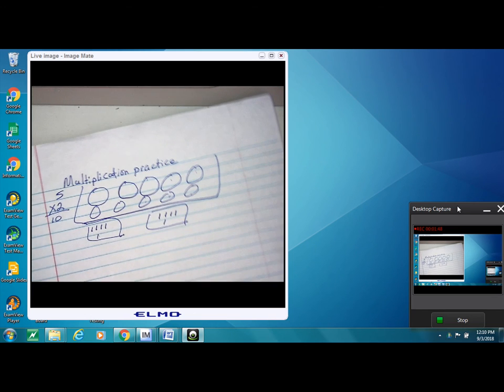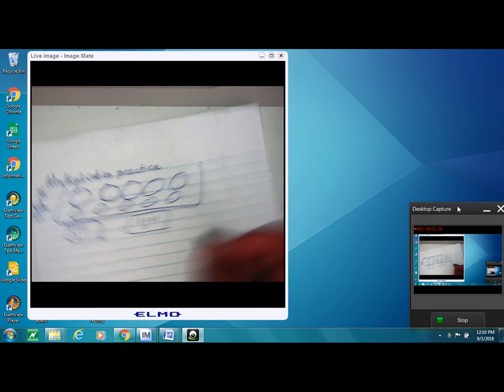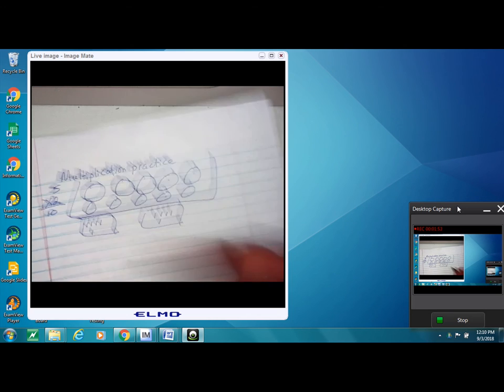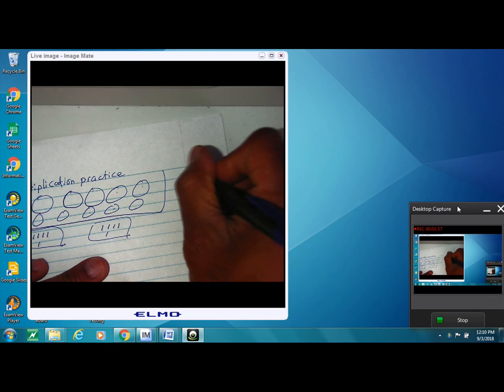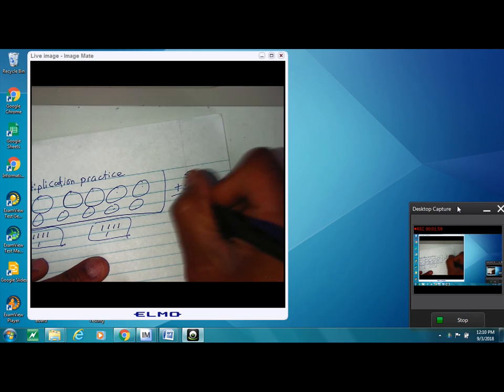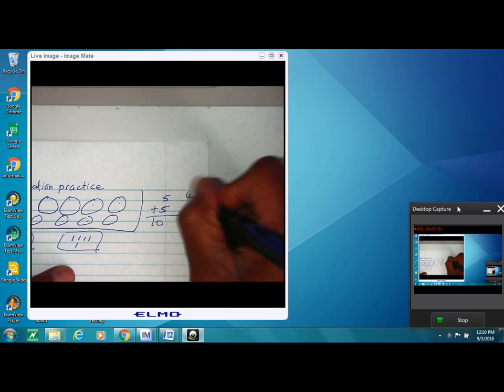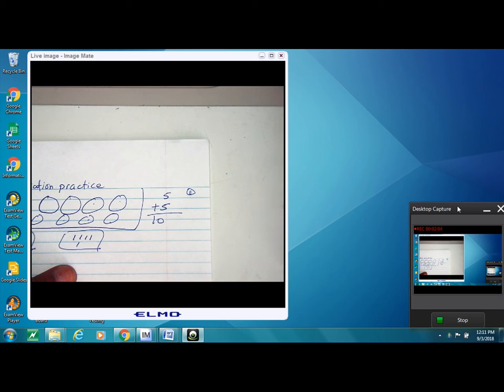10 right there. Now, what I could also do is I can add 5 2 times, okay? And that looks like this. So 5 plus 5, and that is 10. I added it once. I added it twice, okay?